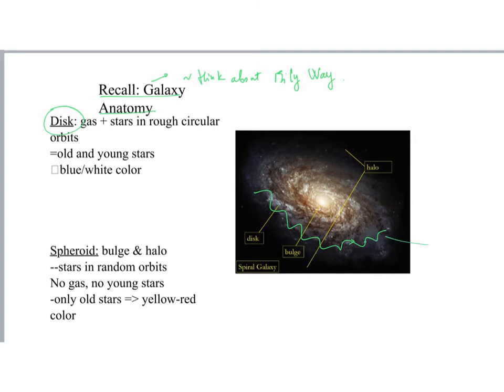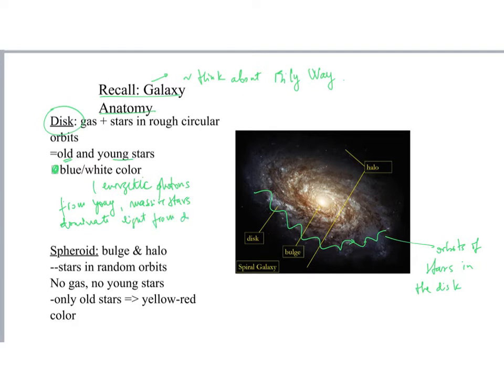So this is what the orbits of stars in the disk look like. And they're rather blue or white in color, right? And that's because energetic photons coming from young massive stars dominate the light from the disk.